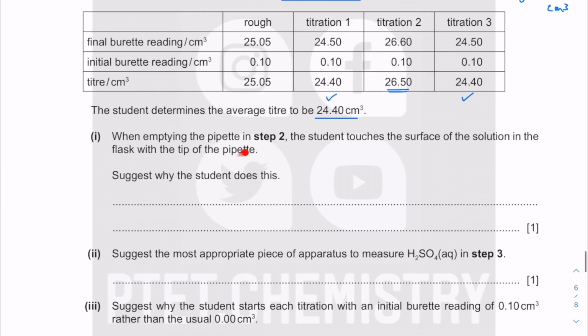When emptying the pipette in step 2, the student touches the surface of the solution. So this is emptying, and then you kind of tip the pipette into the flask. Suggest why the student does this. If you have done titration before, you usually would do this, but you don't try to tap so hard that you break the glass. Typically, people usually tip like once or twice, not more than that. That's just to get the very last drop of the solution, which is in this case your pipette.